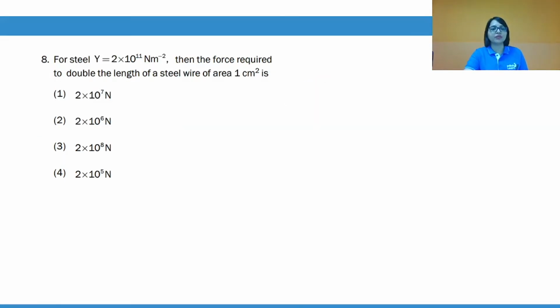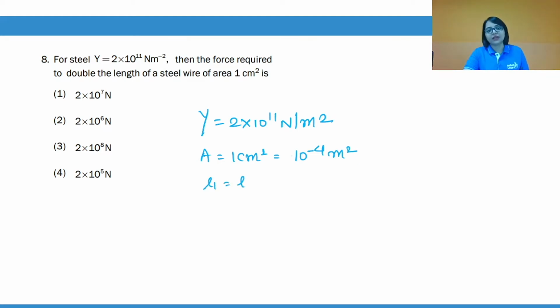Next is question number 8. For steel, Y is equal to 2 into 10 power 11 Newton per meter square, and the force required to double the length of the steel wire of area 1 centimeter square is? So the area of cross section is given as 1 centimeter square, which is equal to 10 power minus 4 meter square, right? Let's say the initial length of the wire is L and the final length of the wire is 2L. So delta L, that is L2 minus L1, will be 2L minus L, that is equal to L.